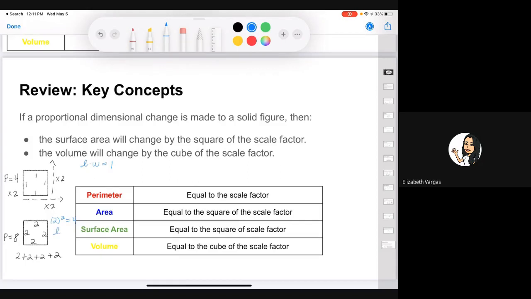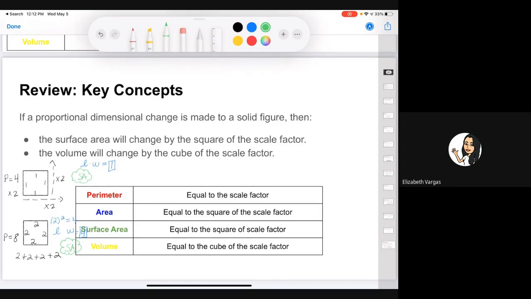So now my length times the width is 2 times 2, which is 4. Well, 1 compared to 4 is a multiplication of 4. And so you can see that my area has changed by a factor of 4, or the square of my scale factor, which was 2. My surface area, from this square to this square, would also change by the square of the scale factor of 2, so it would change by 4.